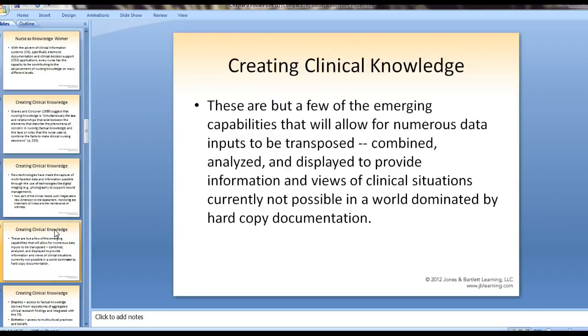These are a few emerging capabilities that allow for numerous data inputs to be transposed, combined, analyzed, and displayed to provide information and views of clinical situations. It's currently not possible in a world dominated by hard copy documentation. So imagine if we could just listen to the previous lung sounds. How cool would that be? Be able to really dig deep and take better care of our patients.